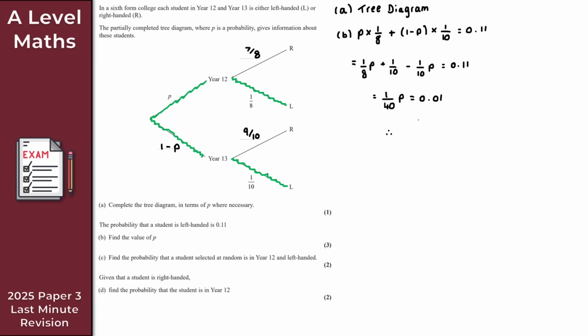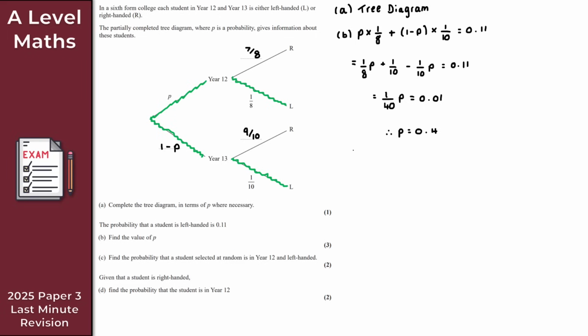So I would just divide both sides by 1 over 40, or just times by 40. They are equivalent. It really doesn't matter which way you do it. But either way, you'll get the same answer here of p is equal to 0.4. Okay. And there we have it then. So that gives us the solution there to part B.